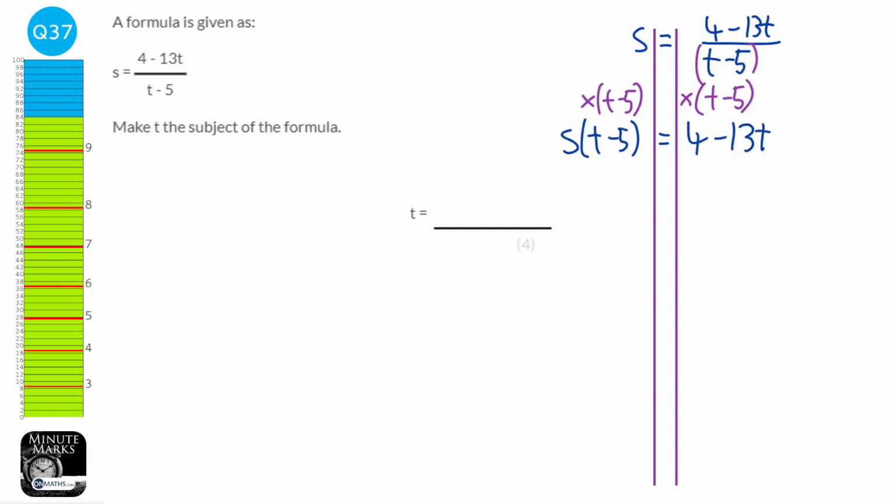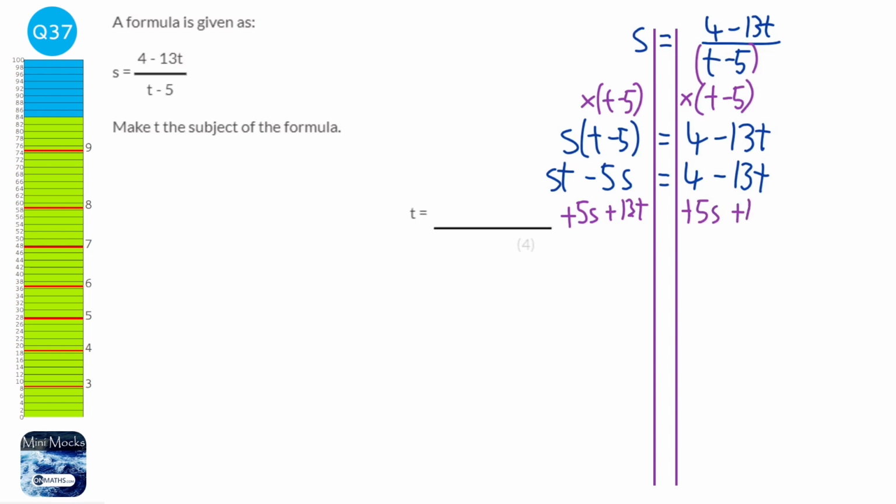I'm going to break open those brackets just by multiplying them out. So it's st minus 5s equals 4 minus 13t. And the objective here is to get all the t's on the same side. So I'm going to add the 5s and I'm going to add the 13t. Effectively we're just moving this to the other side and this to the other side. So we're left with st plus 13t equals 4 plus 5s.